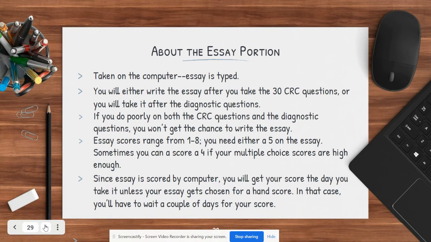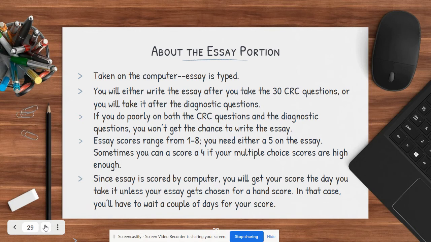The range is the same as on the previous TSI, 1 to 8. You need a 5 to pass. It says there that sometimes a 4 will pass. I have to take that out. A 4 will never pass them. A 4 will not pass them on the TSI. I will take that out of the slideshow.